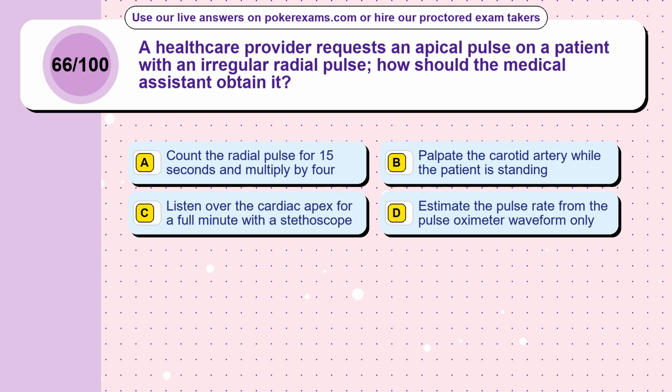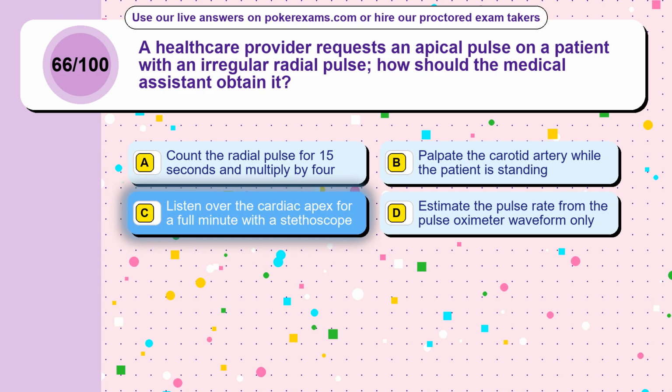Question 66. A healthcare provider requests an apical pulse on a patient with an irregular radial pulse. How should the medical assistant obtain it? Option A. Count the radial pulse for 15 seconds and multiply by 4. Option B. Palpate the carotid artery while the patient is standing. Option C. Listen over the cardiac apex for a full minute with a stethoscope. Option D. Estimate the pulse rate from the pulse oximeter waveform only. The correct answer is option C.